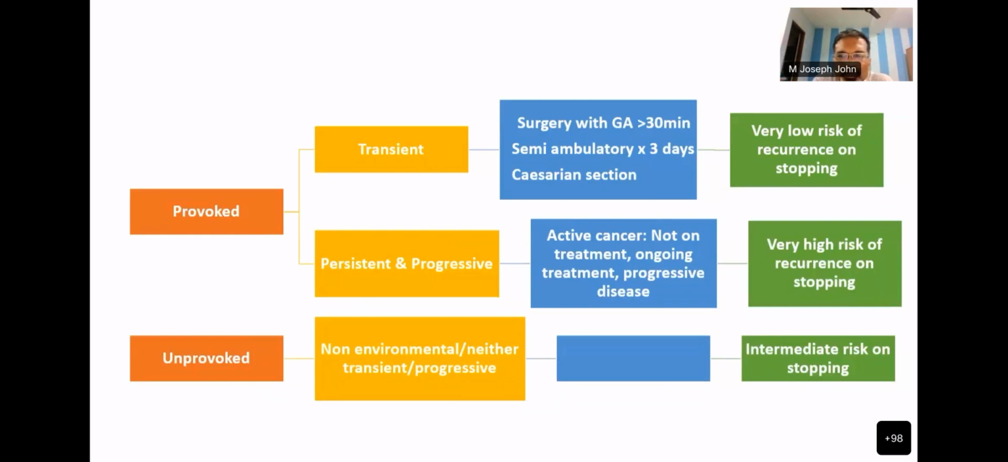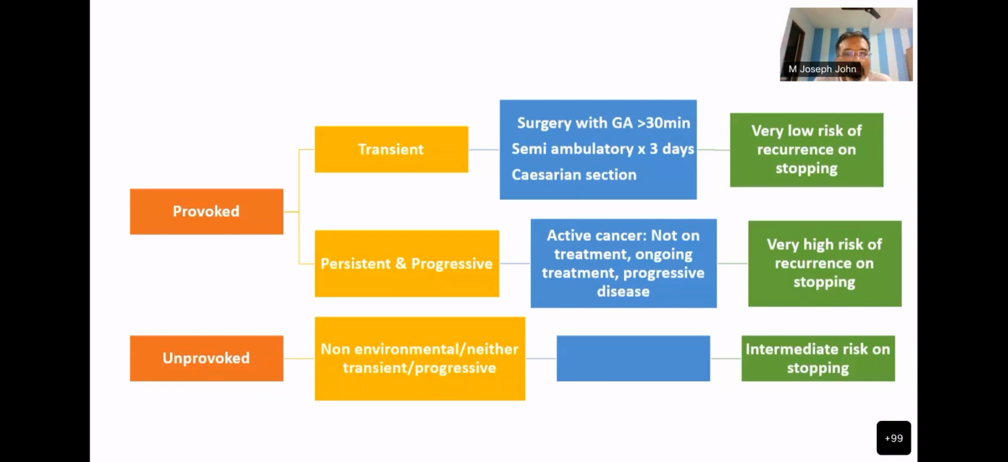Let's for a moment think that he has a provoked situation. If it is provoked, we are now looking at, is it transient or is it persistent? Because this will decide your duration of therapy. If transient, you would need to give less than 3 months or max 6 months. If it is persistent, we have a high probability of recurrence, and therefore one may have to continue throughout the period of the risk factor being there.